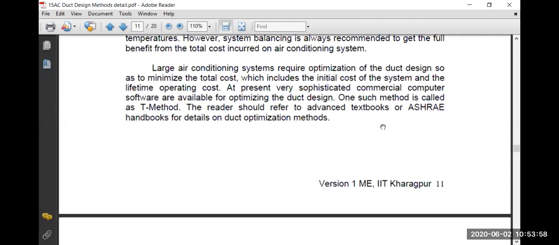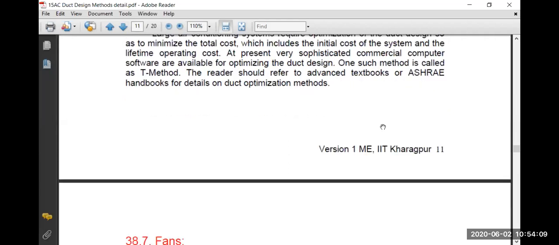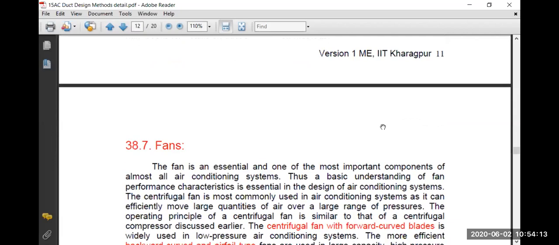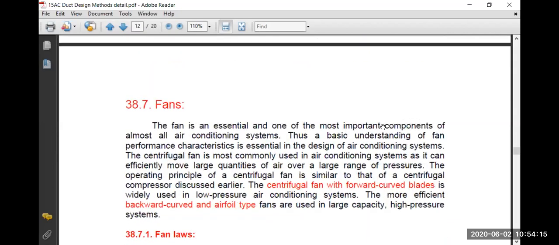So one such method is called the T method. The reader should refer to advanced textbooks or the ASHRAE handbook for detail on duct optimization methods. Duct optimization is a very advanced technique, and you need MSc and PhD degrees to perform this job.